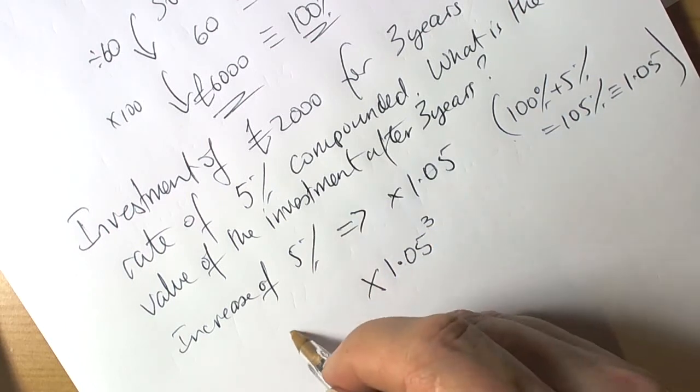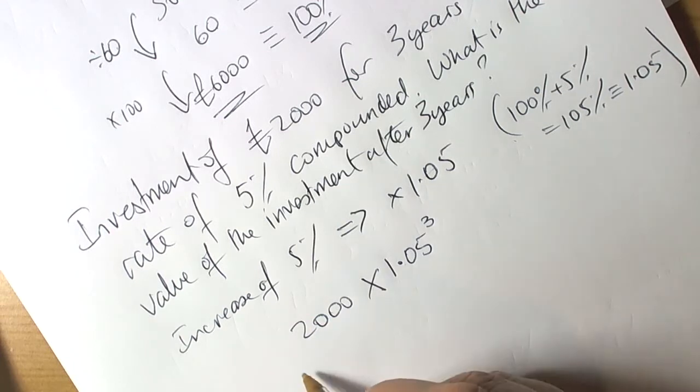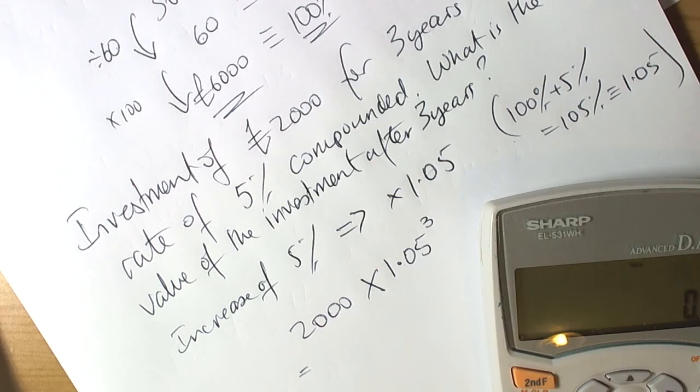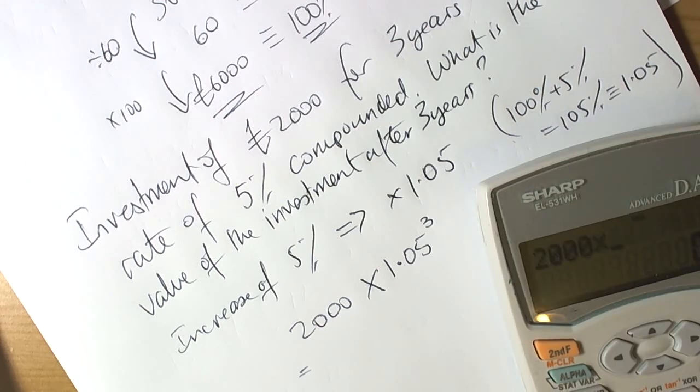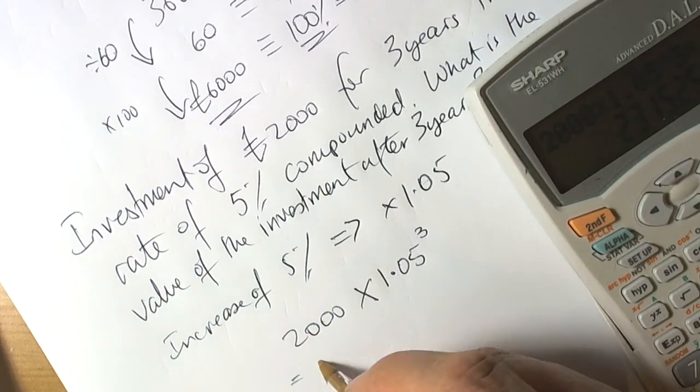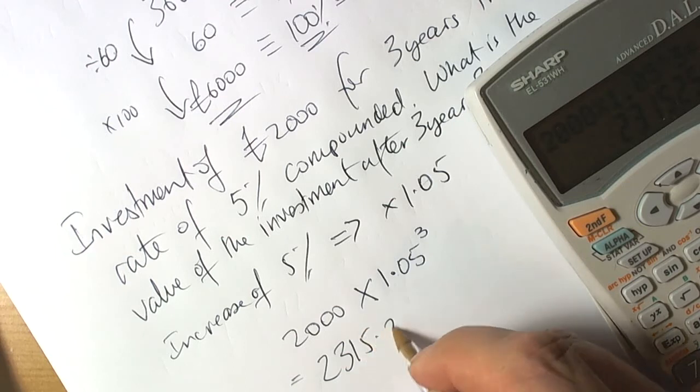Well, what am I timesing by? The original investment, the 2,000. So on our calculators we would do 2,000 times 1.05 to the power of 3, so cubed, equals £2,315.25.